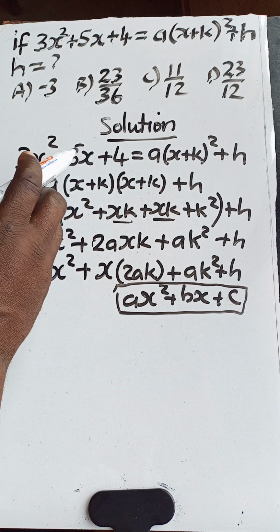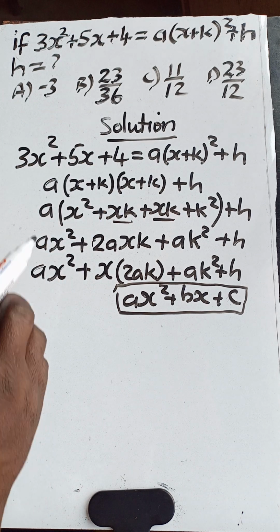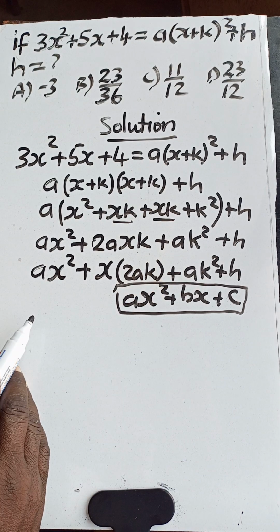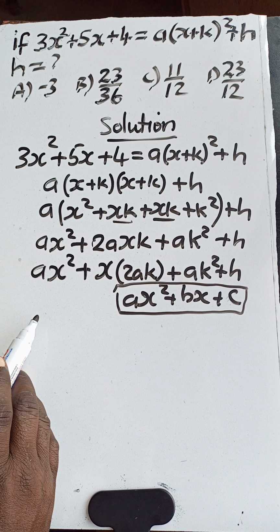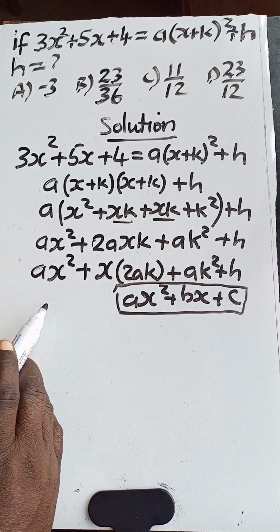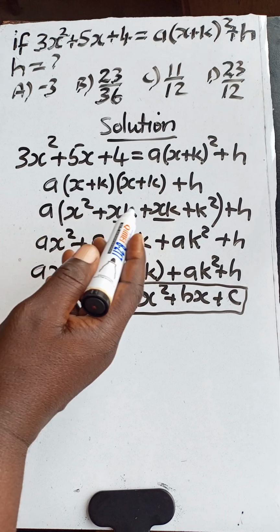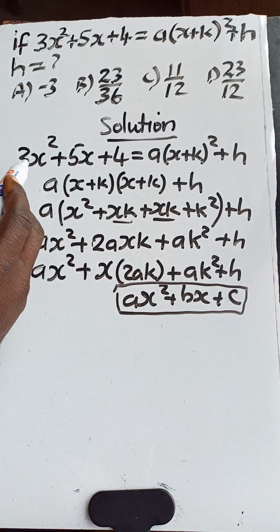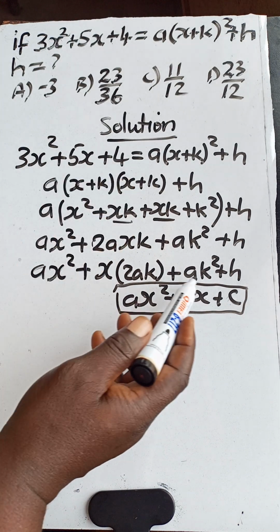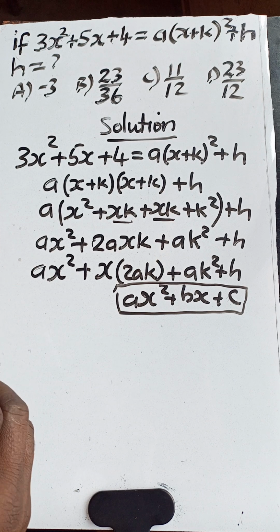Just like on the left-hand side, our a is 3, our b is 5, and our c is 4. If we say that this quadratic expression equals this quadratic expression, the condition for equality of any two polynomials is that coefficients of respective terms must be equal. Of course, first of all, the variable must be the same for both polynomials. The variable here is x, and the variable here is x. Therefore, the next thing to check is that corresponding coefficients must be equal.